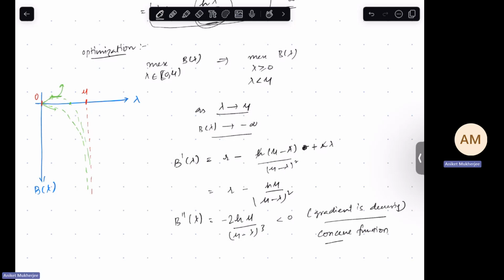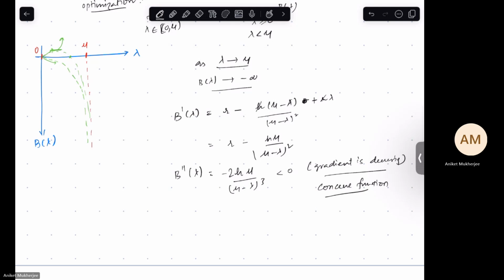And since you're maximizing, a concave function implies that you'll always have a maximum. Okay, so the maximum either occurs at lambda equal to 0, as seen by this picture, or at some unique value of lambda which is strictly greater than 0, right?